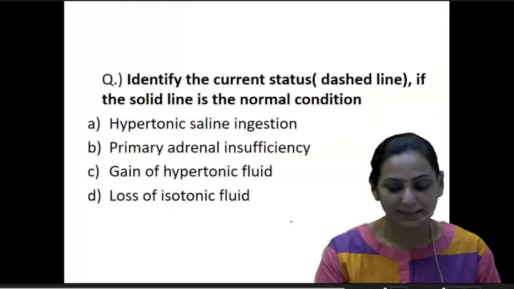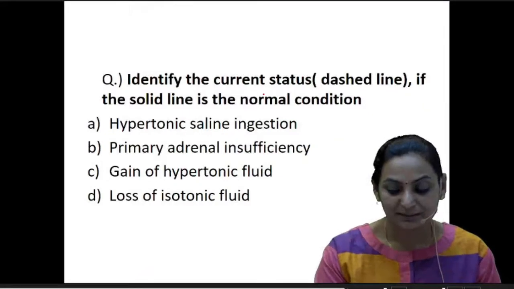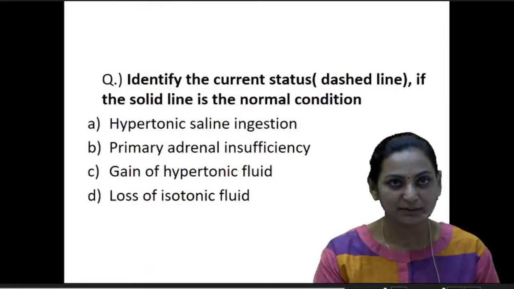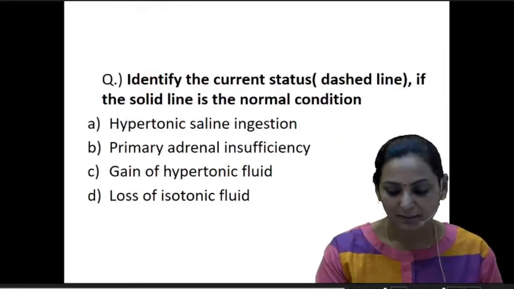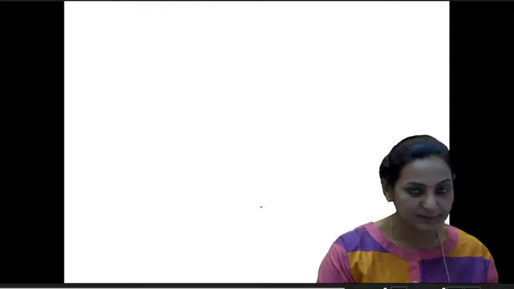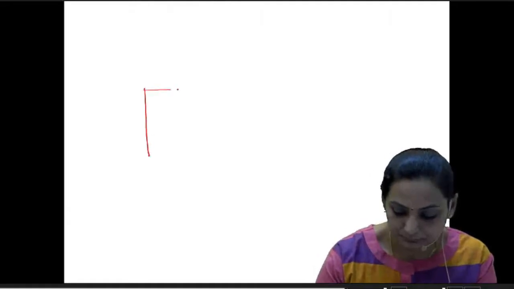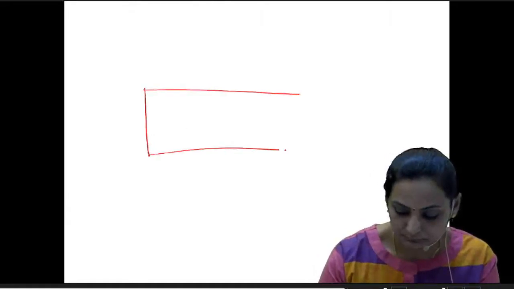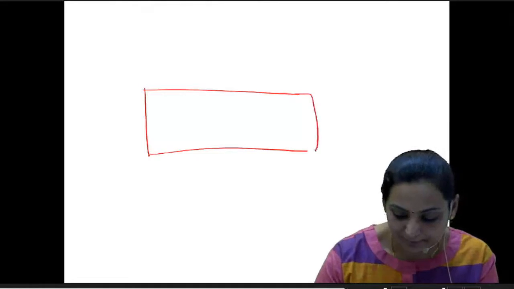I'll be drawing a diagram for it. Just look into the question. Identify the current status if the solid line is in the normal condition. For this we have to first know the diagram, so that you can actually understand the question. I'll be explaining you also.